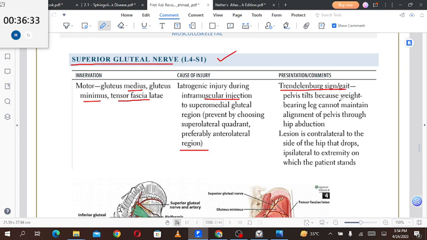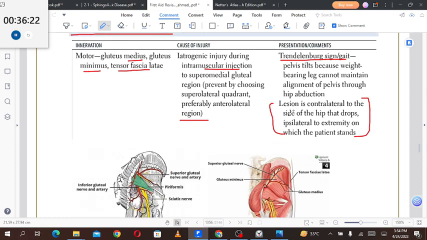Pelvis tilts because the weight bearing leg cannot maintain the alignment of the pelvis through the hip abduction. Lesion is contralateral. That is very important. Lesion is contralateral to the side of hip that drops, ipsilateral to the extremity on which the patient stands. So suppose this is the patient's one leg, and here is the buttocks, and there is the second leg. When the patient is moving, then he will stand on this leg.